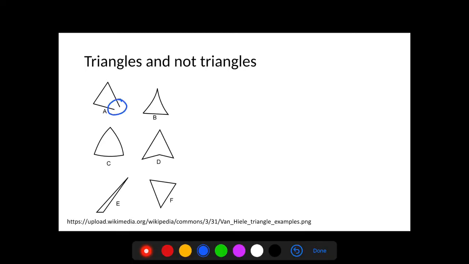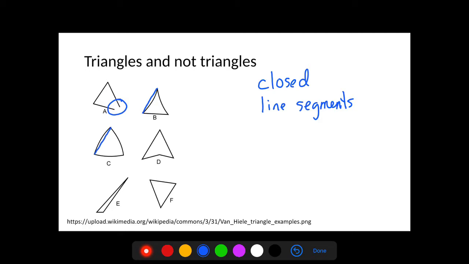A is not a triangle because it has this opening. We need to have closed figures to be a triangle. B is not a triangle because it has curved sides. We need to have line segments for the sides. C also has curved sides.